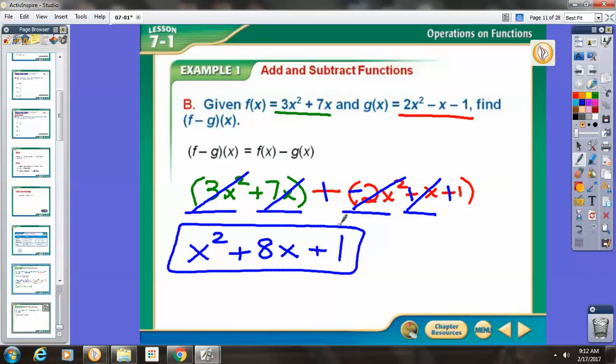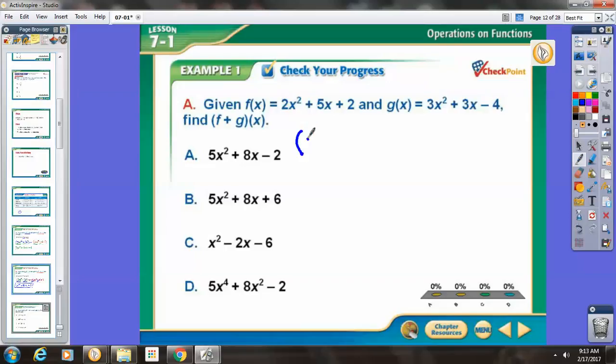I want you guys to try the next one on your own, where you are going to be adding the two functions. Okay, if we're adding these two functions, we're going to take f, 2x squared plus 5x plus 2. We're going to add to it the g, 3x squared plus 3x minus 4. We have like terms. What is 2x squared plus 3x squared?